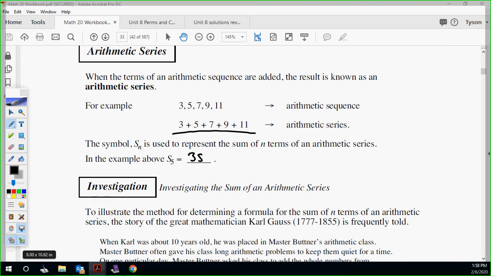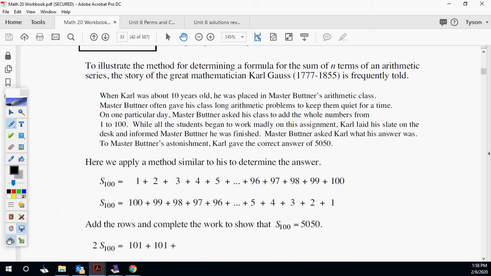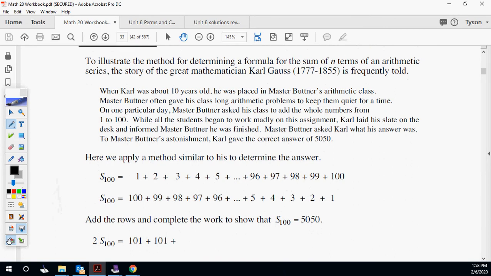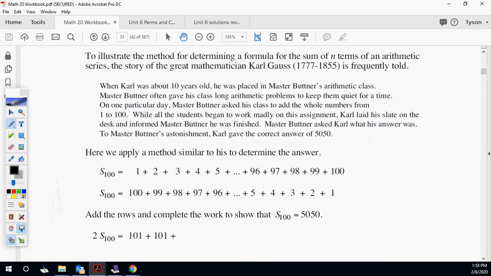Maybe interesting or maybe not to you, but I actually did a report on Carl Gauss when I was in college for my math major, so he's a real person. When Carl was about 10 years old, he was in Master Butner's arithmetic class. Master Butner gave his class long arithmetic problems to keep them quiet for a long time. On one particular day, he asked his whole class the sum of all the numbers 1 to 100. So he's trying to get all his kids to go 1 plus 2, 3 plus 3, 6, and keep doing that, which he's hoping takes a long time.